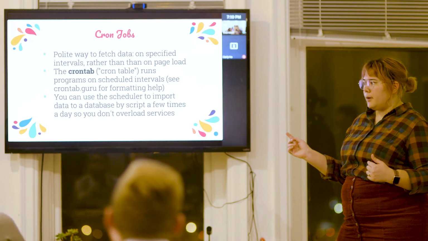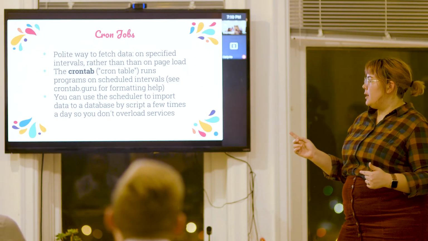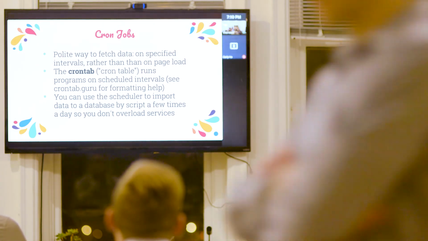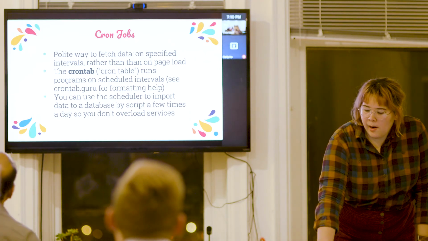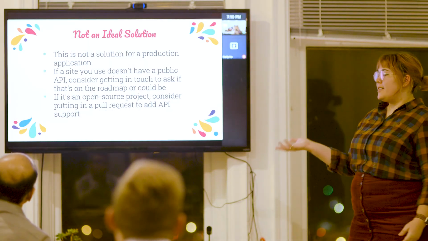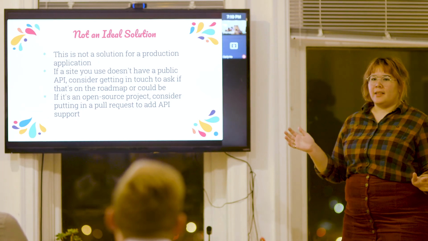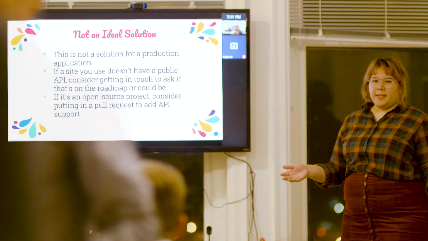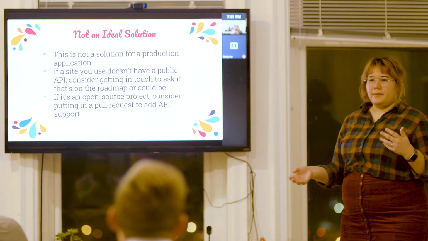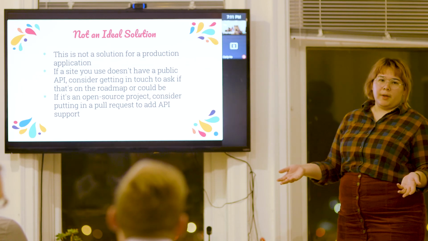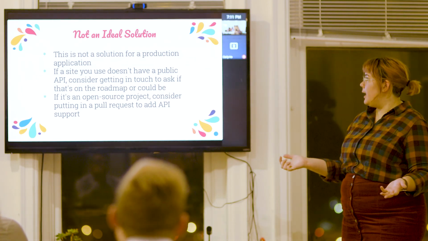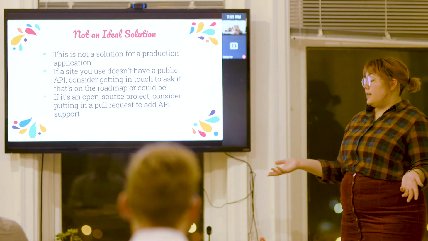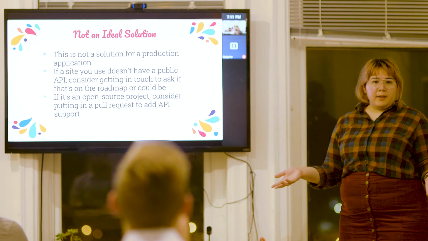And the formatting for the crontab is kind of weird. There's a site called crontab.guru, which will help you figure out how to format the time. But again, this is not an ideal solution. This is basically not a thing that you generally want to do for a production application. It can be a good way to transfer data from a legacy application to a front-end marketing website or something like that. If a site you're using is a third-party thing that doesn't have a public API, you can consider getting in touch to ask if that's on the roadmap, or could be.